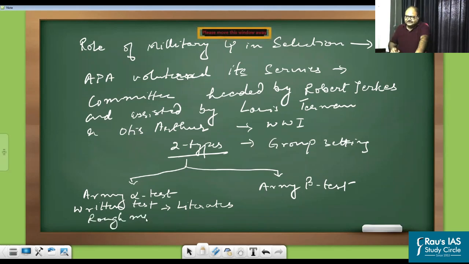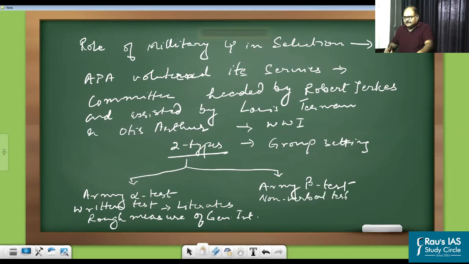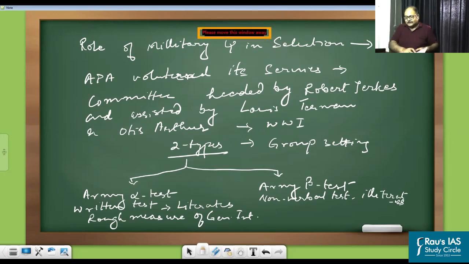It provided a rough measure of general intelligence. The Army Beta test was a non-verbal test which could be taken up even by illiterates. People with no knowledge of English can take up the test. So these were the two original tests designed by this committee for quick selection of people who are fit for being soldiers. Okay? Now let us see the Army Alpha test in detail.